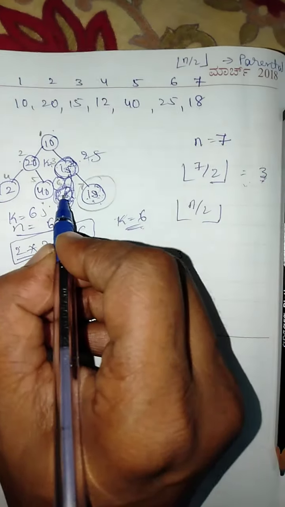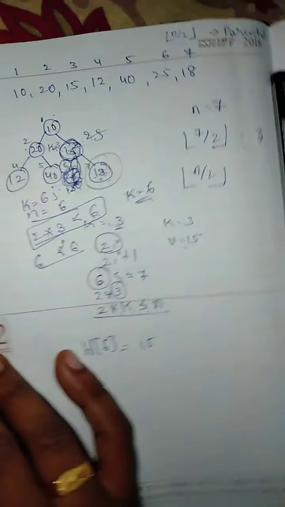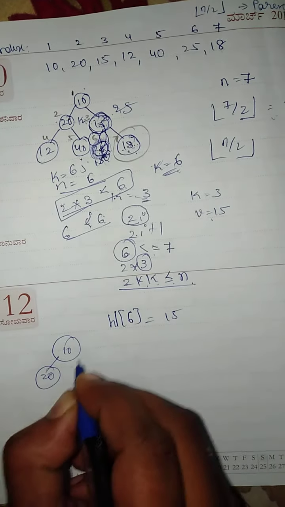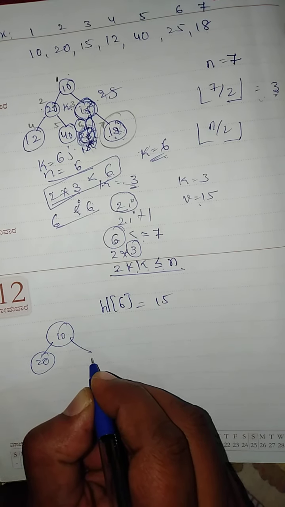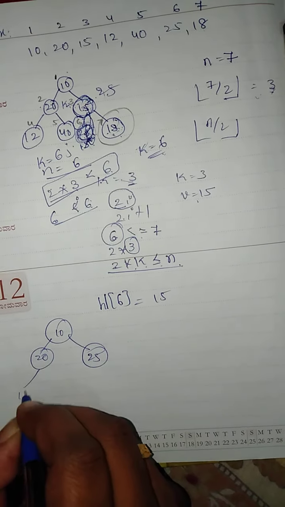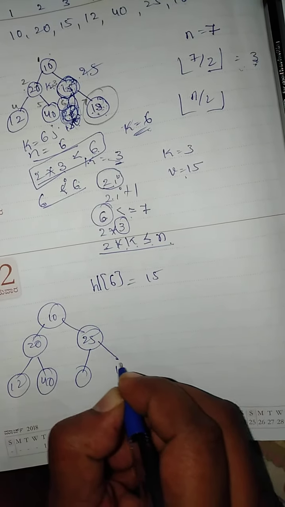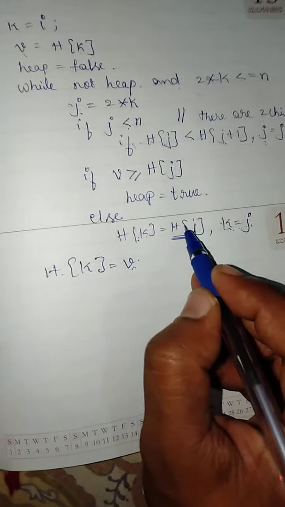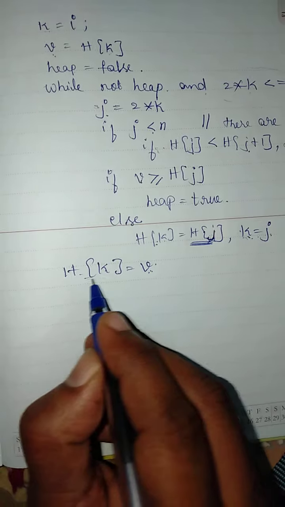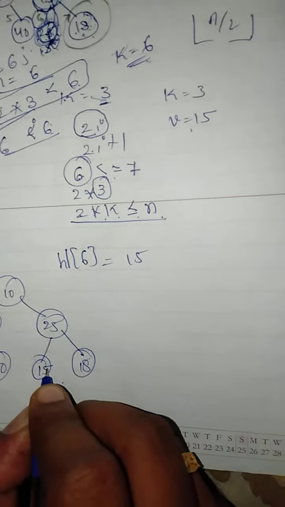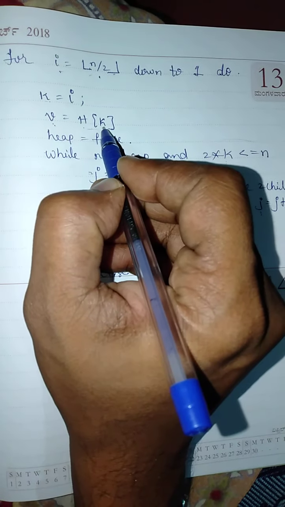Okay, h of 6 is nothing but this, and hence the heap now takes this form. So here h of k, that is 25 we made, this is 12 and 40, and this was still pending, not yet replaced, which is nothing but 15 now. And how do you obtain 15? It is v. V is h of k, right? And that is how the algorithm moves on.